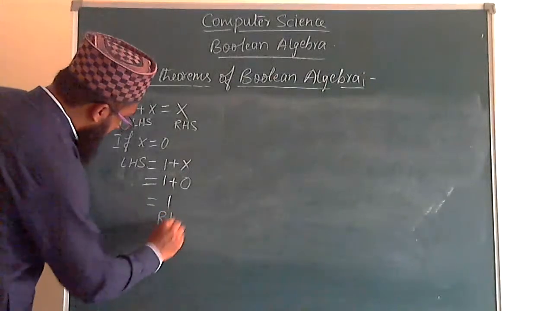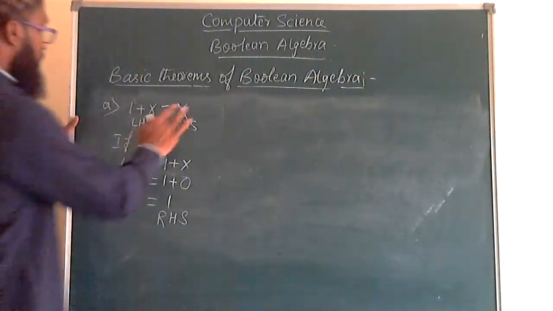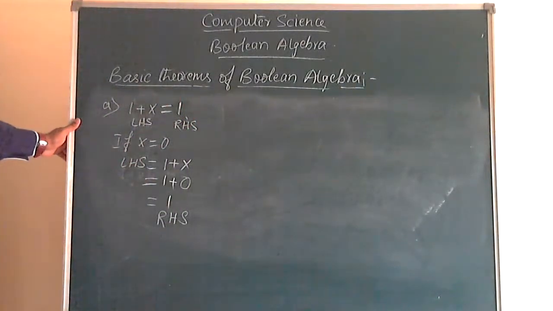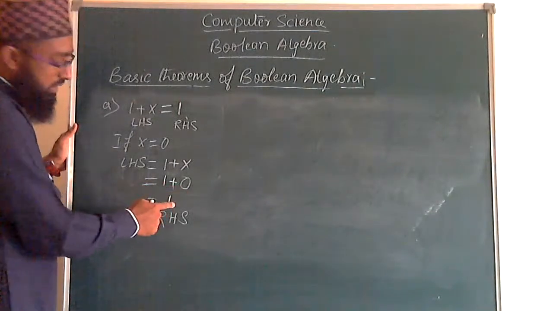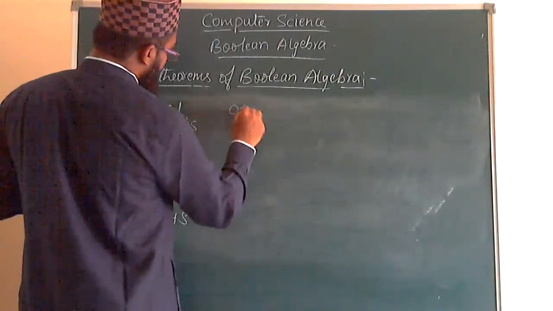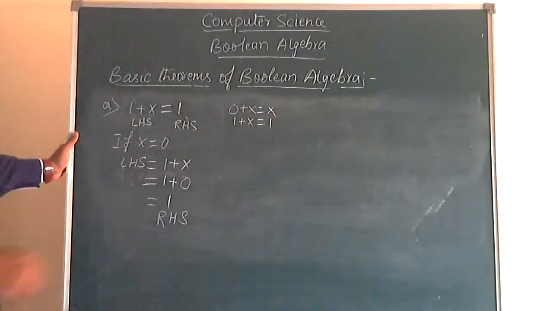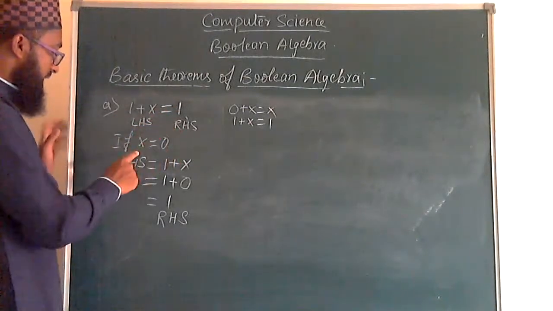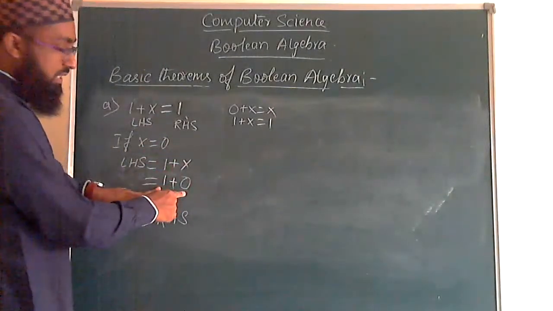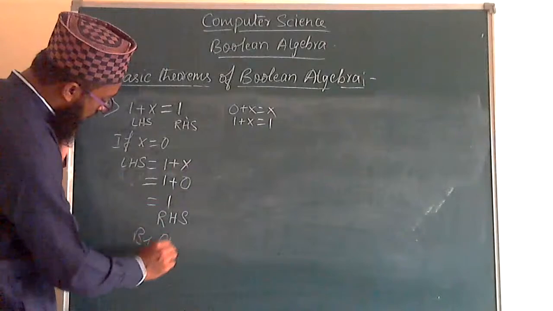Then this is called RHS. 1 plus x is always equal to 1 here, not x, because 1 plus 0 is here. We have taken the first one as 0 plus x, which is equal to x. The next one is 1 plus x, which is equal to 1. Taking LHS as 1 plus x, if x is equal to 0, then 1 plus 0 is equal to 1. This is RHS by OR relation.